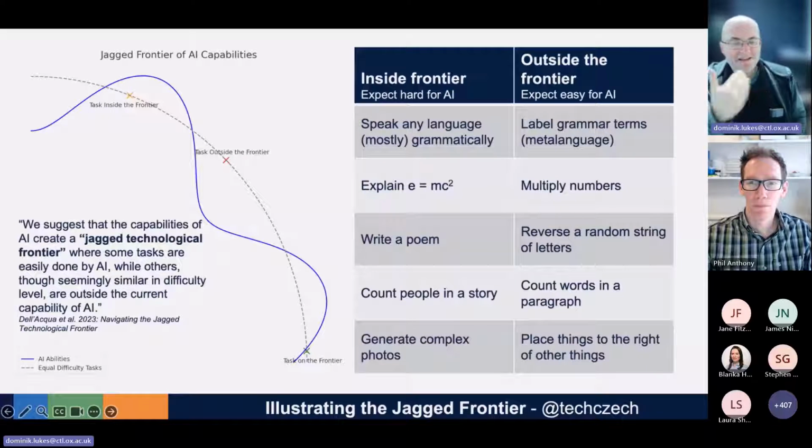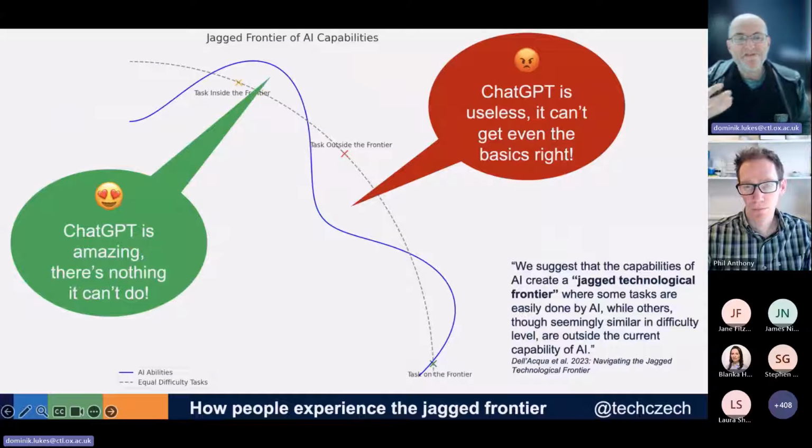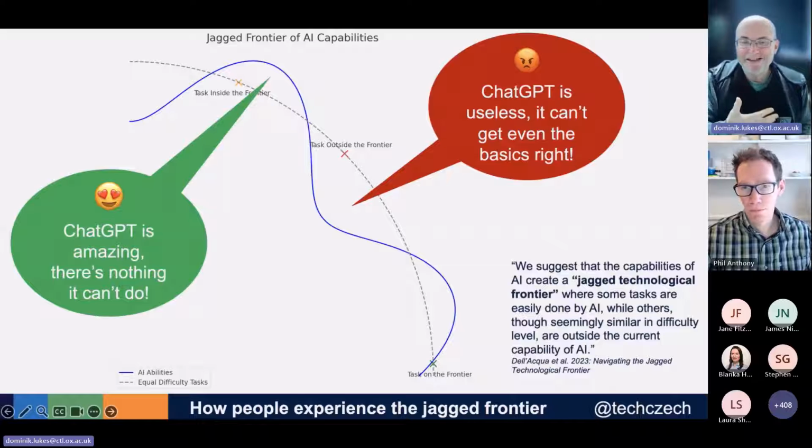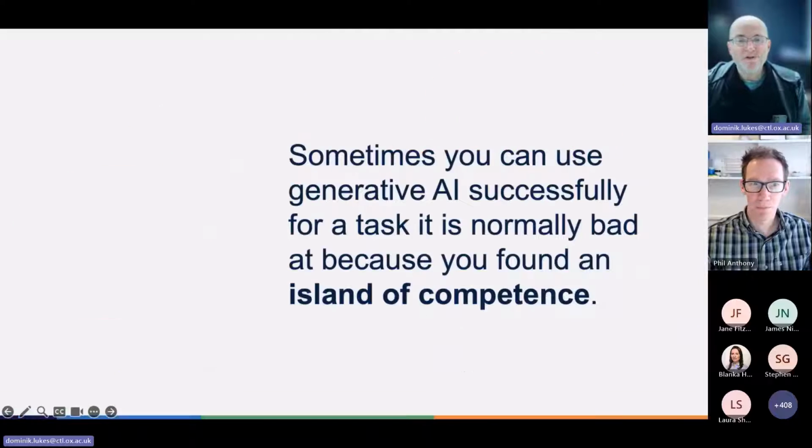So things that perhaps look to us like similar difficulty, or one of them even easier, but some of them are more difficult for AI. This means that people have different experiences of AI. People who've tried things only outside the frontier of expectation but inside the frontier of capability think AI or ChatGPT is amazing, that there's nothing it cannot do. And people who've tried everything inside the frontier of expectation but outside of AI capability have the opposite experience.